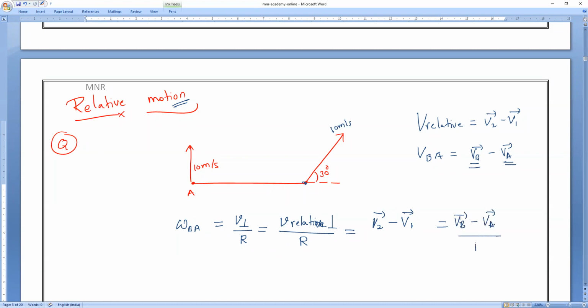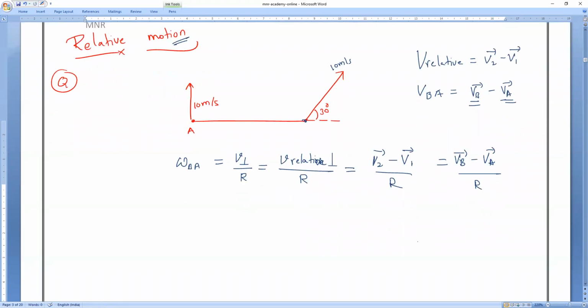So divided by R. Okay. Everybody, any problem for you? Understand? So let me take that R value. R value, I am mentioning that this is the R. R is equal to 4. How much is the R value, everyone? 4. Clear? So VB means it is moving with the, how much is it? 10 meter.